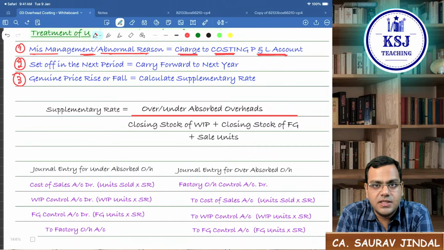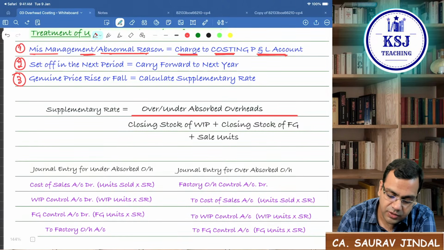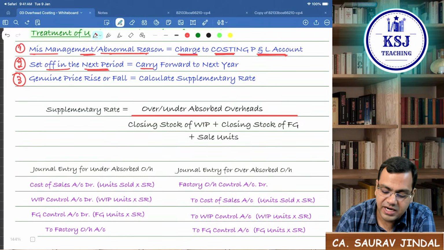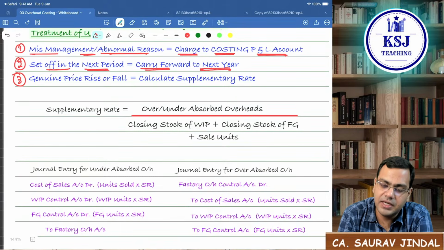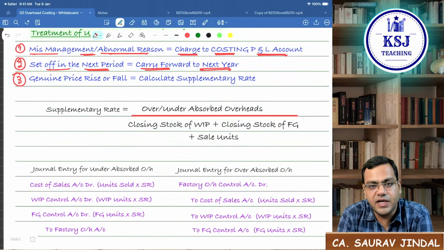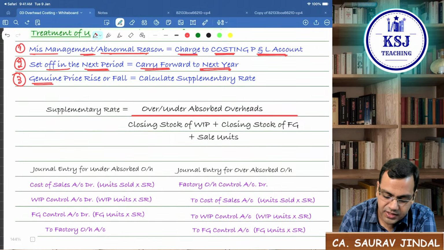The second reason is, if you believe that the under absorption of one period can be set off against the over absorption of the next period, then what will you do? Set off in the next period. That means carry forward to the next year. Then you will carry it forward to the next year. Clear? Third reason.